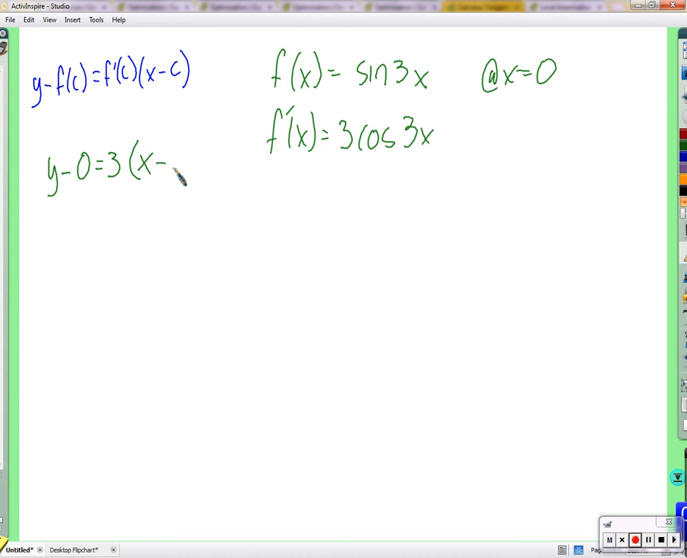Times x minus 0. So y equals 3x. That's the equation of the tangent line, specifically at x equals 0. That's the first thing we need to do. It's pretty simple. We use the point-slope form. If I had something like a 2 come up there, just add 2 to both sides, and then I'd have the equation of my line in slope-intercept form.